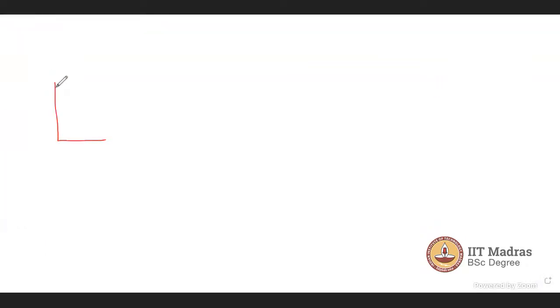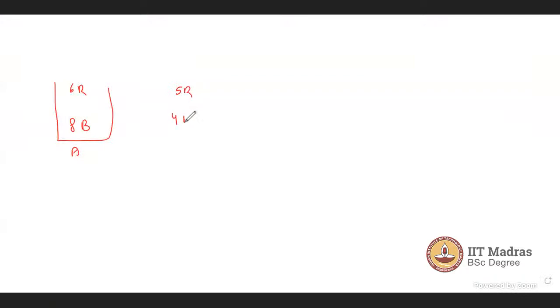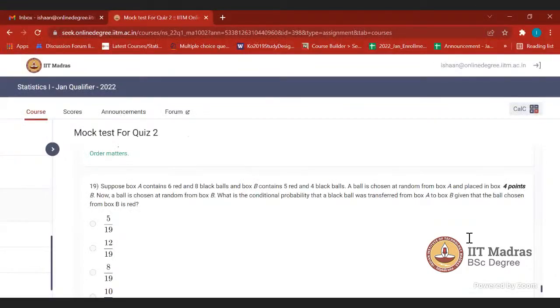Okay, let's see. In box A, there are 6 red and 8 black balls, right? Yes. Okay. In box B, 5 red and 4 black balls, right? Okay. And then a ball is chosen at random from box A and placed in box B. And then we are choosing a ball at random from box B.